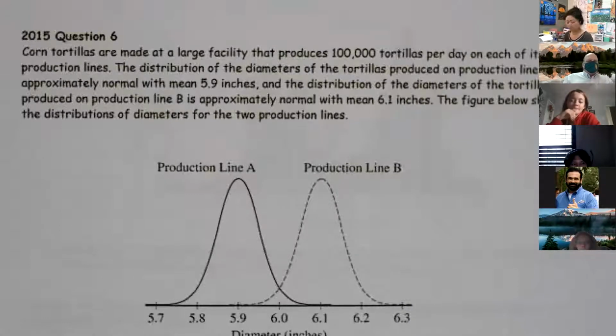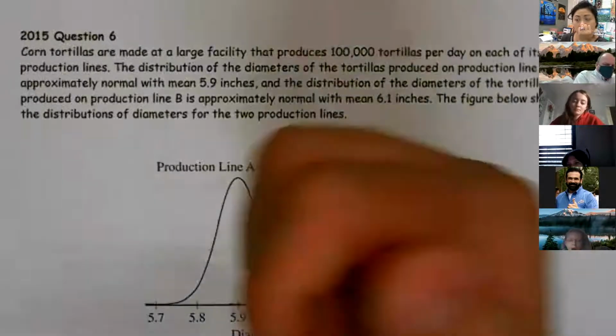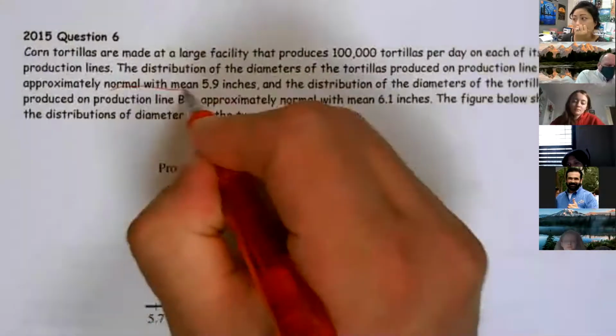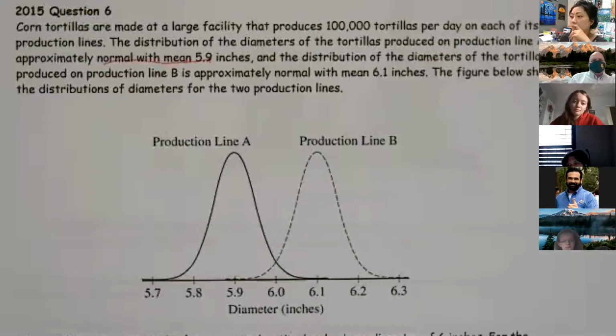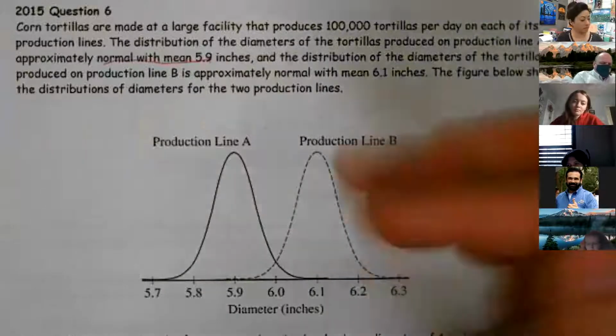So I'm recording. This is problem 2015, question 6, and it's a tortilla problem. Corn tortillas are made at a large facility that produces 100,000 tortillas per day on each of its 2 production lines. The distribution of diameters of the tortillas produced on production line A is approximately normal, with a mean of 5.9, and the distribution of the diameters of the tortillas produced on production line B is approximately normal with a mean of 6.1.